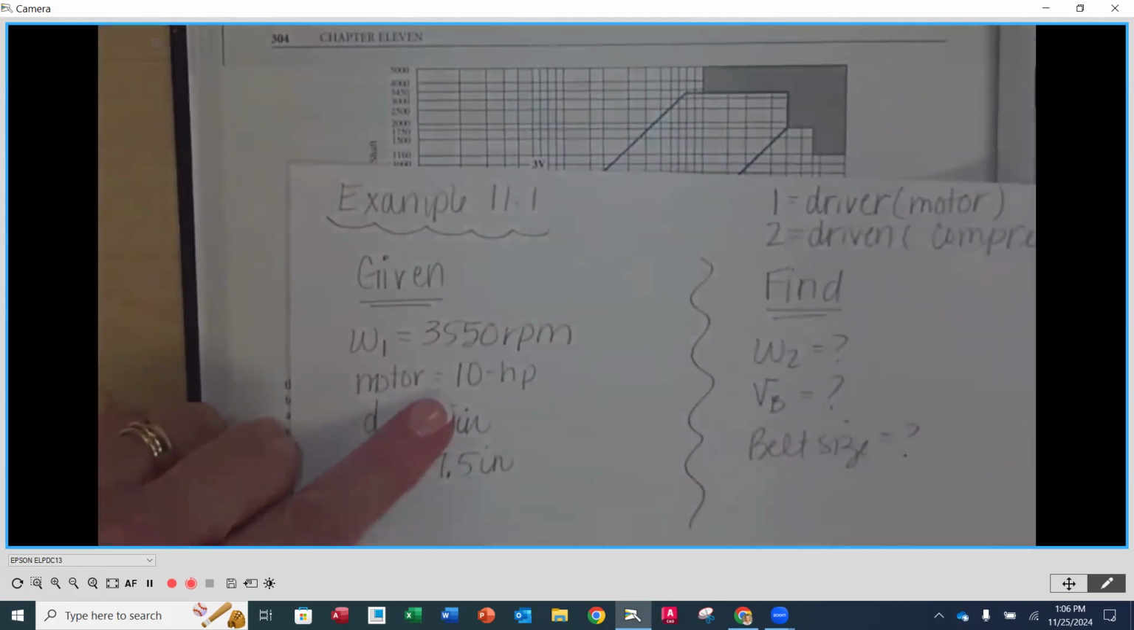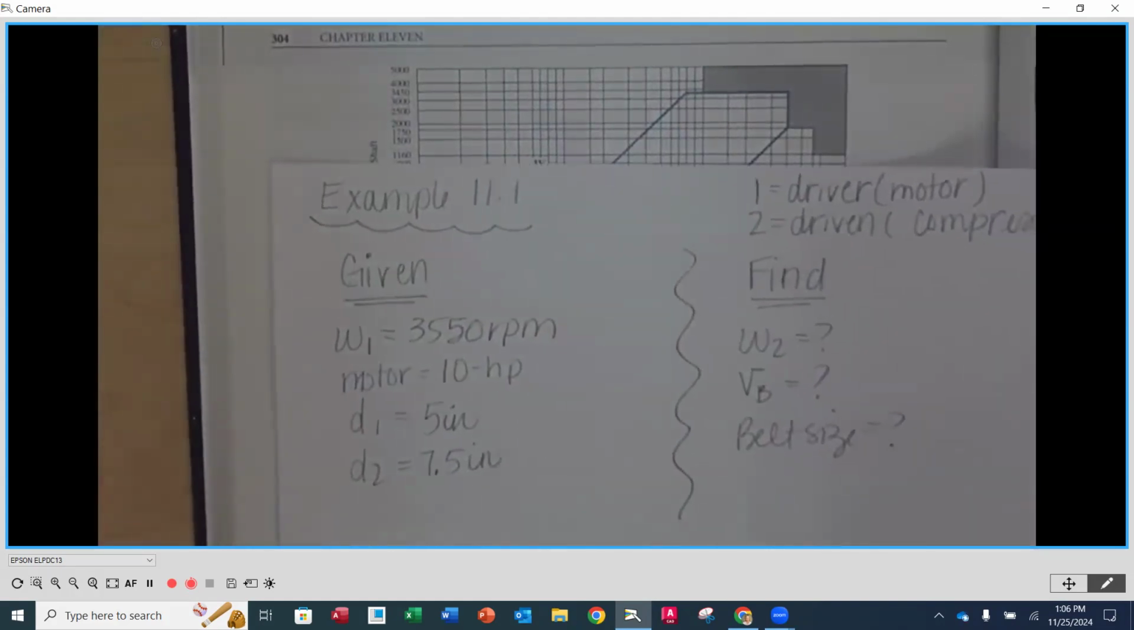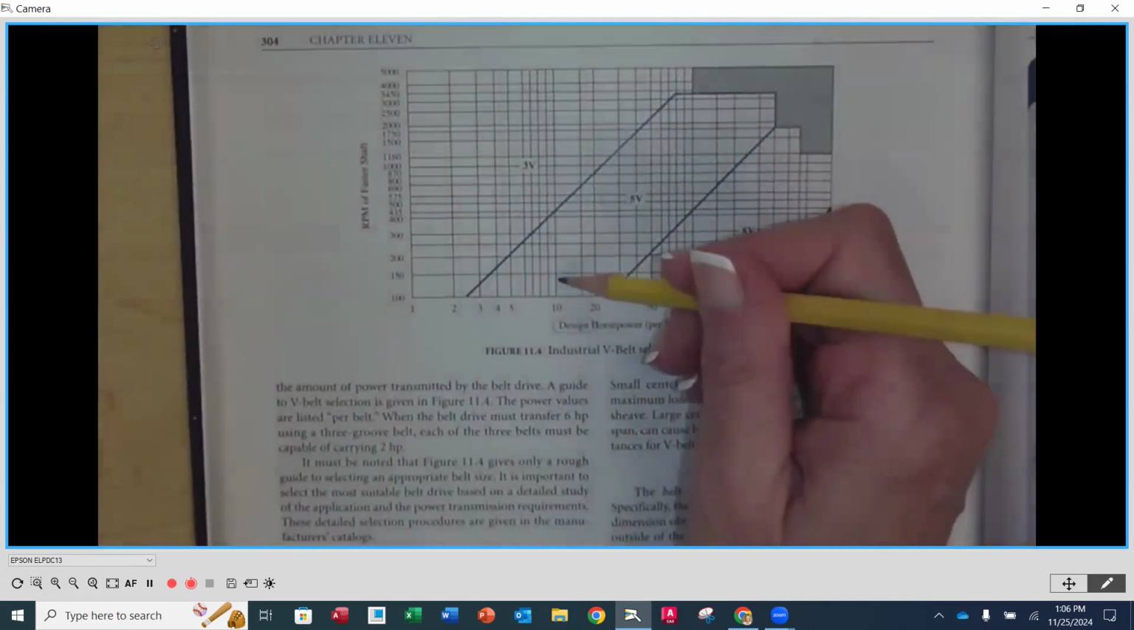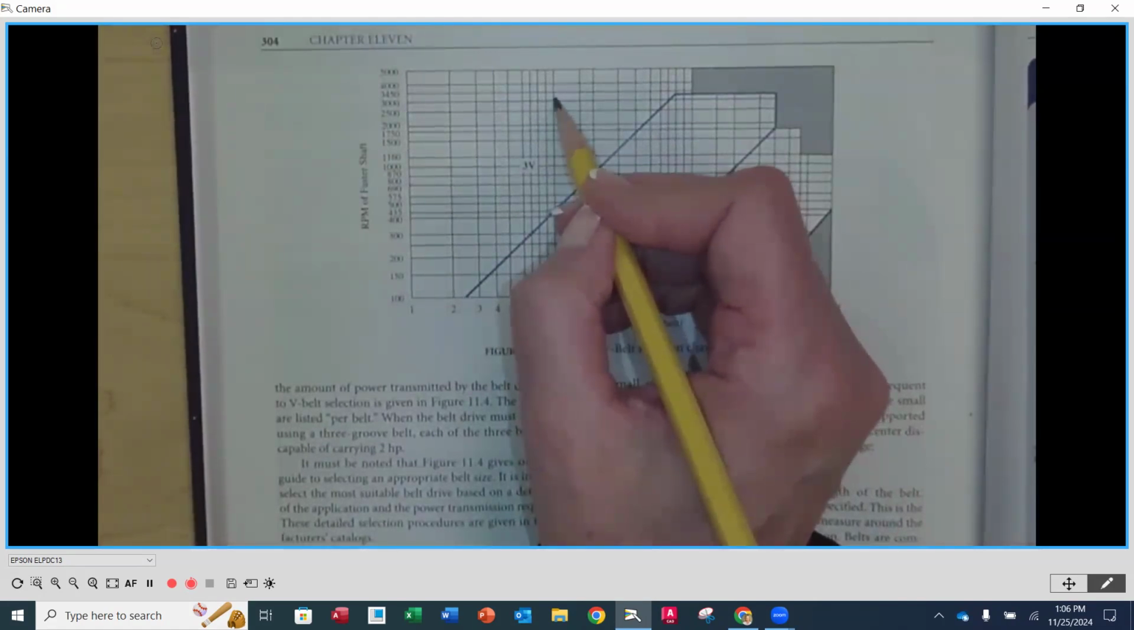So on our motor, we were given that we had 10 horsepower and that it was going at 3550 RPMs. Okay. That's going to be the input. That's going to be the faster shaft. So we are going to find where 10 horsepower is, which is right here, and we're going to line it up where 3,500 would be. Now, it's going to be a little bit taller than this line right here, but it lands within the application of what size?